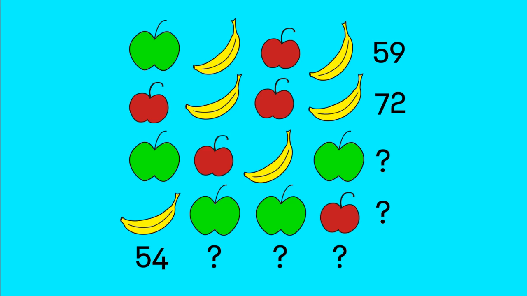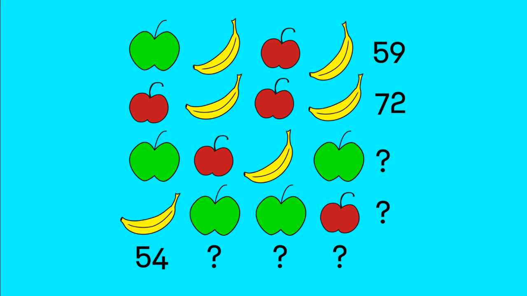It can take various forms, but you essentially have various different symbols and then you're given the sum total of those symbols at the end of rows or columns, and you have to work out what the values of the different symbols are. So in this example we have apples, bananas and cherries, ABC.